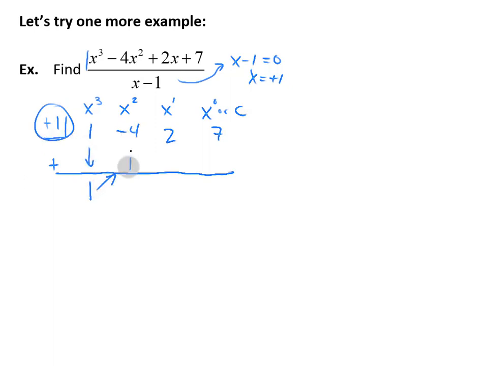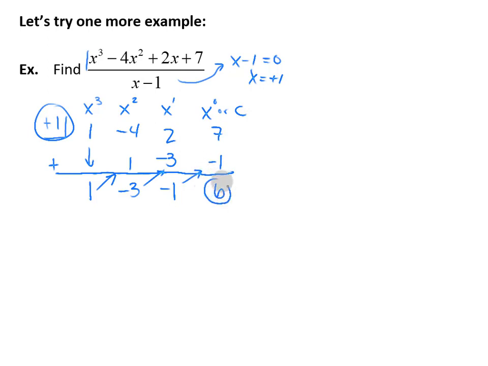1 times 1 is 1. When I add, we get -3. Times the 1 in the box is -3. When I add, I get -1. -1 times the 1 in the box is -1. And when I add, we get 6.